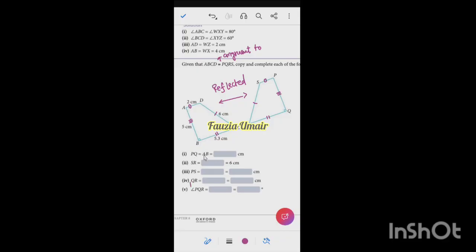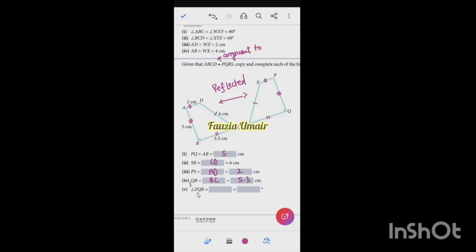PQ is equal to AB, which is equal to 5 centimeter. Now SR, this side is same as CD, which is equal to 6 centimeter. Now just look at this PS. PS is same as AD, हमने पहले highlight किए हैं, AD, which is 2 centimeter. Now what is QR? This is QR, the baseline. QR is same as BC, and this is equal to 5.3 centimeter.